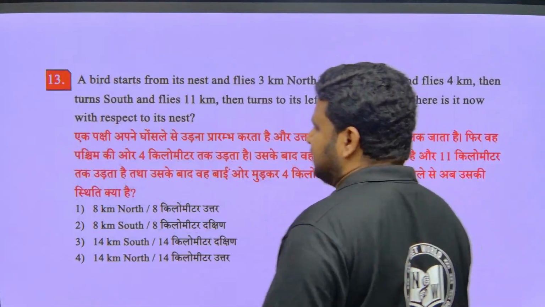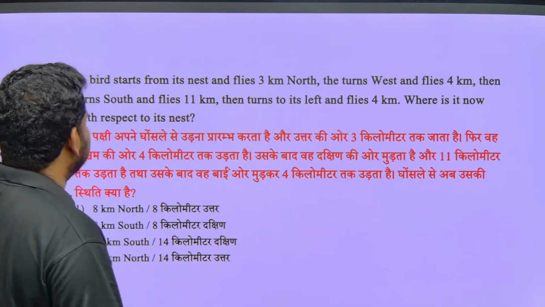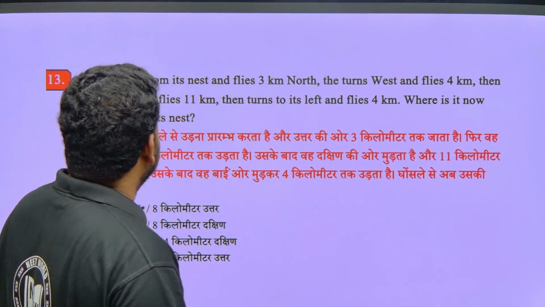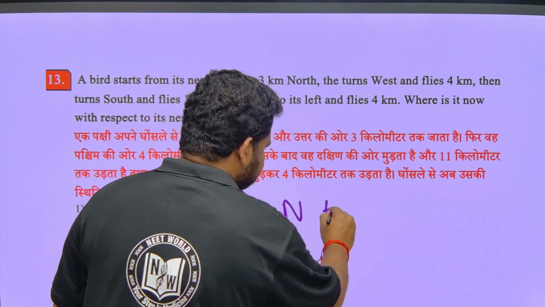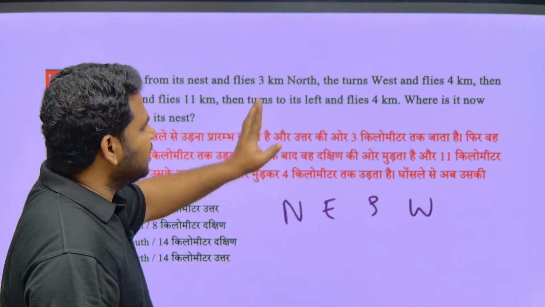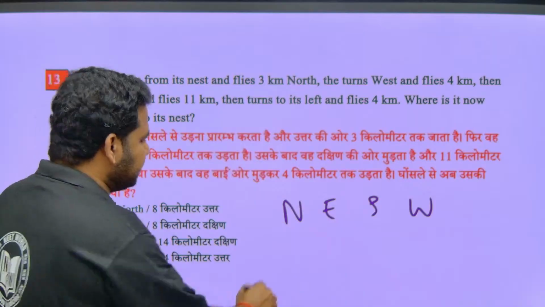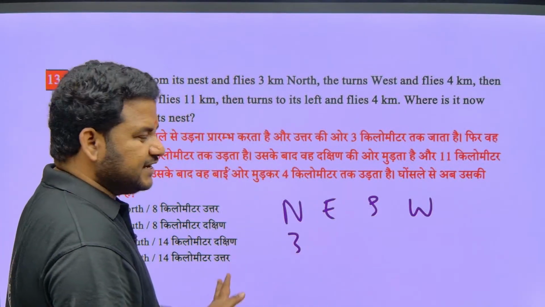Using the same concept, let us try this. A bird starts from its nest and flies 3 km north. So write down north, east, south, west. Now they are telling flies 3 km north. That means I have to write under north, 3 km. Then turns west and flies 4 km.